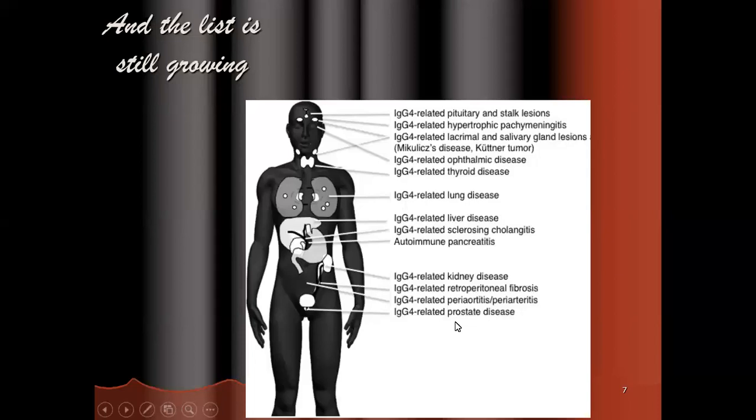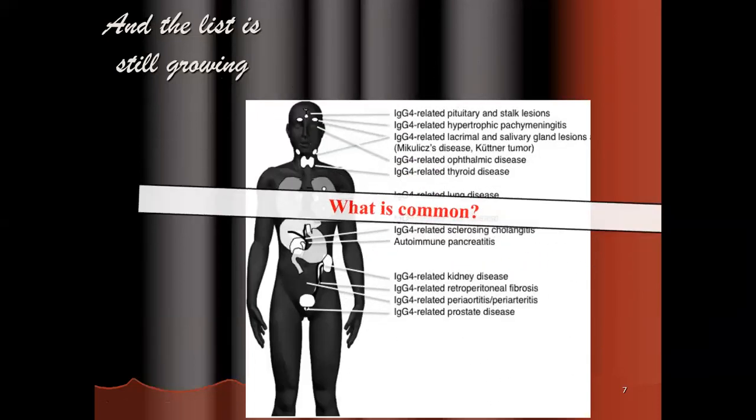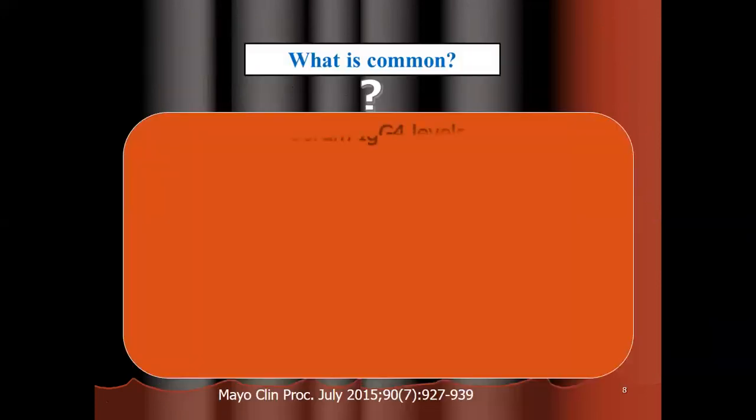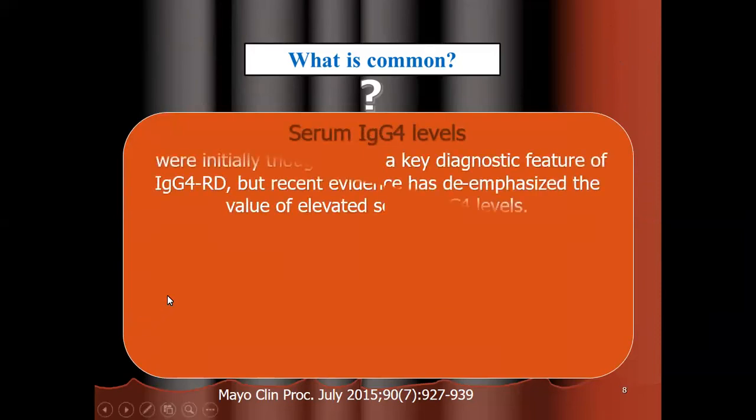So, what is common between all these organs' affection? What is the common link? Is it serum IgG4 level? Initially, it was thought to be a key diagnostic feature of IgG4-related disease, but recent evidence has de-emphasized the value of elevated serum IgG4 levels.